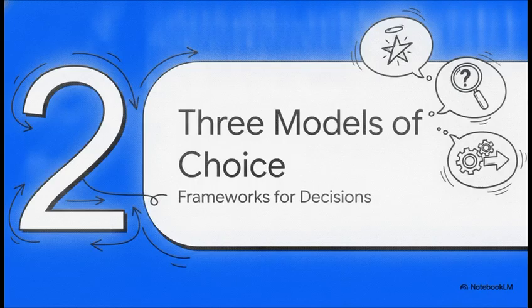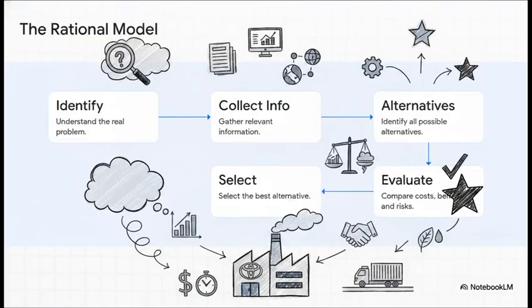Moving on to Section 2, 3 models of choice. Let's look at the actual frameworks organizations use to make these big decisions, starting with the ideal scenario. So how do managers actually tackle the really big choices? Well, we start with the gold standard, the rational decision-making model. It follows this beautifully logical, systematic approach.